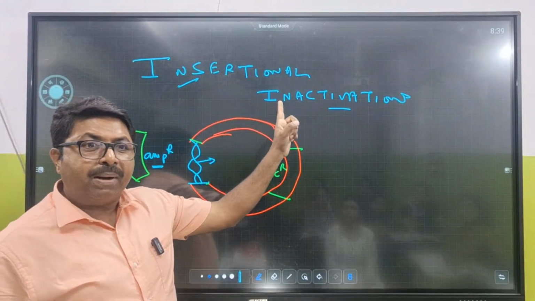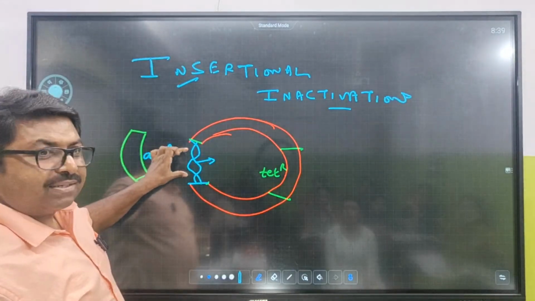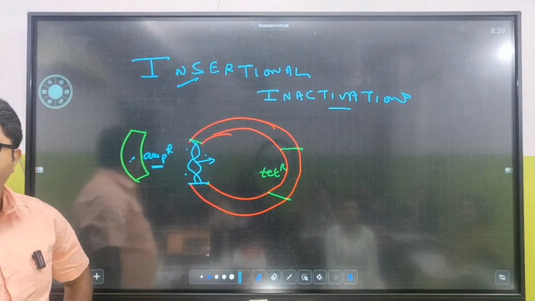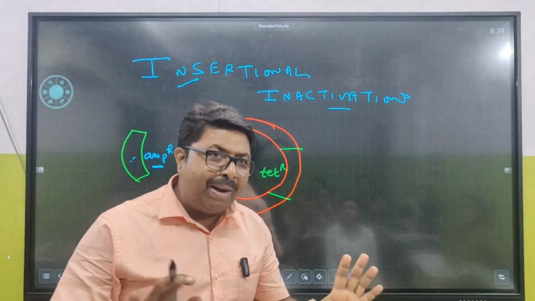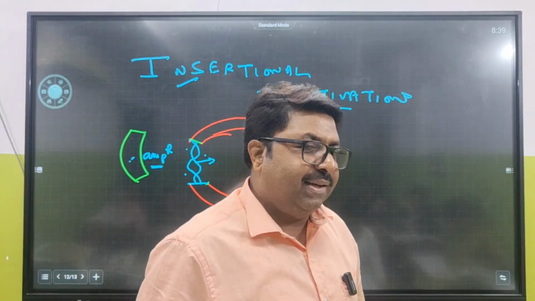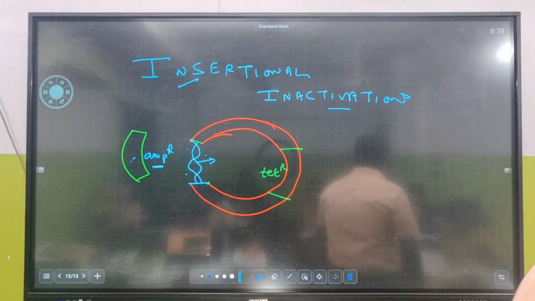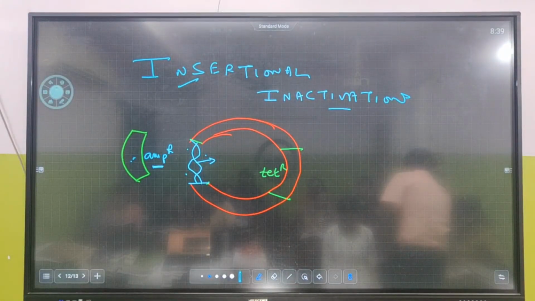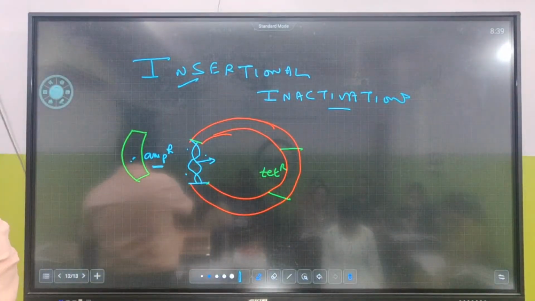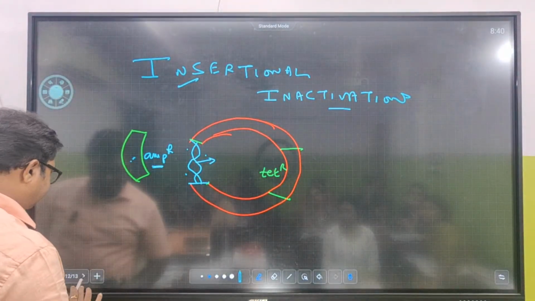किसको insert करने के बाद किसको inactive किया? Our gene of interest got inserted and inactivated what? The ampicillin resistant site. This is good for you, bad for you? That's what you required. That's what you wanted. This is called insertional inactivation. See page 200 in the old book, page 170. Insertional inactivation. Clear?